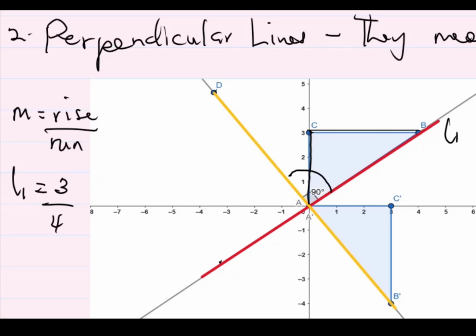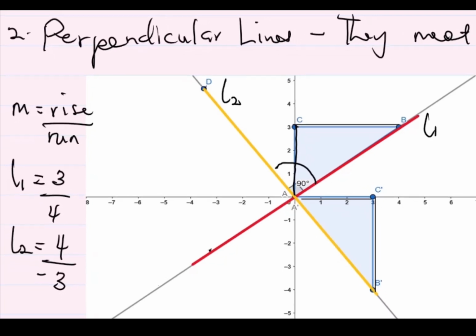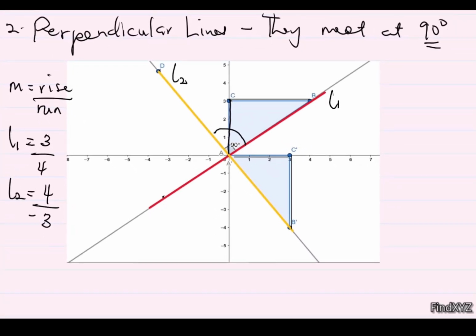Now let's look at the gradient for yellow line, which is line 2. What is the rise? Clearly you are rising 4 units, but this time you are running backwards. And when you run backwards, you have negative. Are they having the same gradient? No. What can you say about the gradient? Do you see any pattern? We flip the fraction, that is reciprocal, and change the sign. So when we flip 3 over 4, we'll get 4 over 3, and when we change the sign, we'll get negative. So anytime two lines are perpendicular, what you do is you take the negative reciprocal.